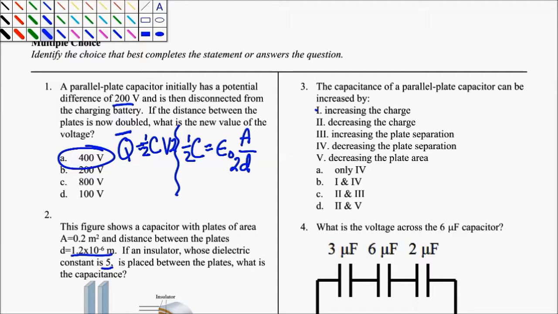It doesn't change the capacitance to increase the charge. The charge might change by increasing the capacitance, but it doesn't do anything to increase the charge. Likewise, decreasing the charge doesn't do anything. Now remember that C is equal to epsilon naught A over D. So increasing the plate separation makes the capacitance go down, so that's not it. If you decrease the plate separation, the capacitance goes up, so that's good. Decreasing the plate area makes the capacitance go down, so that's not one. So the answer is going to be 4 only, which is A.